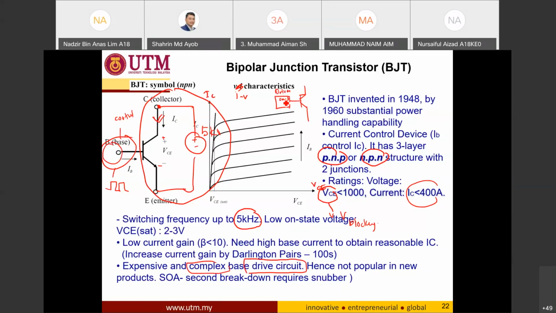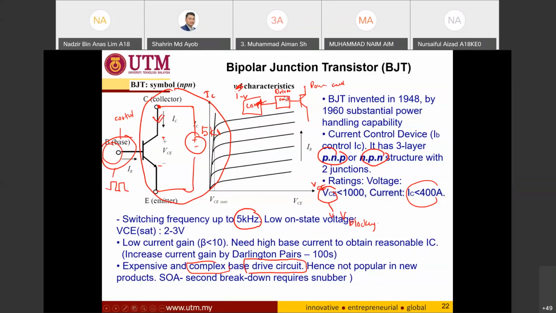The driver circuit is just an electronic circuit that connects your power circuit. This is the power circuit, and then this is your computer, where you do the programming. You design the control signal, when this BJT must be turned on and when it must be turned off. So usually we are using a computer, and this computer is directly connected to the driver circuit.